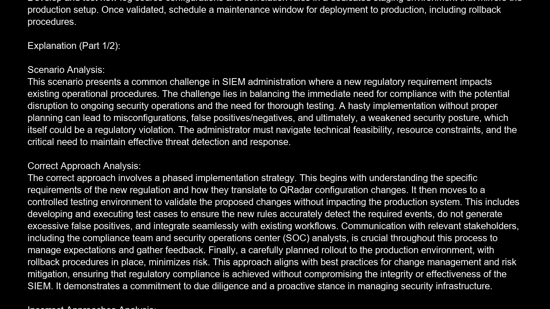Incorrect approaches analysis. Implementing the changes directly in the production environment without prior testing is a significant regulatory and ethical failure.